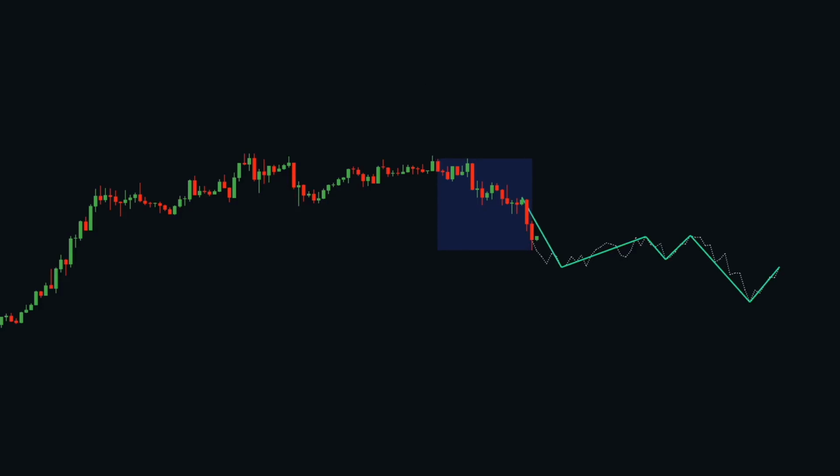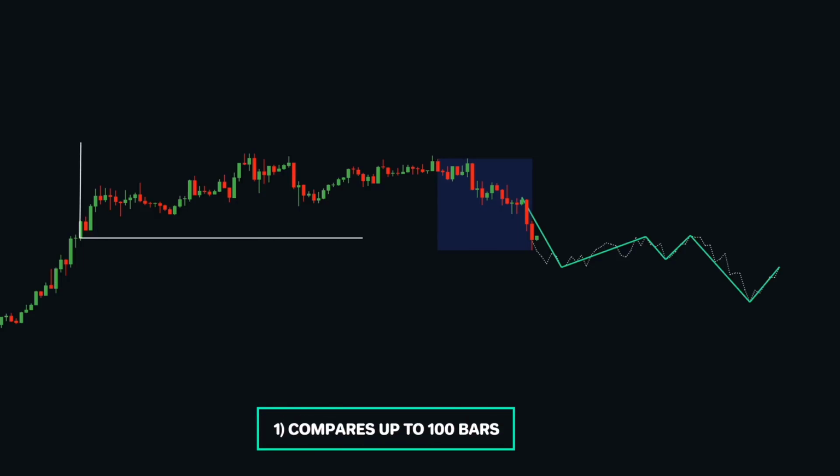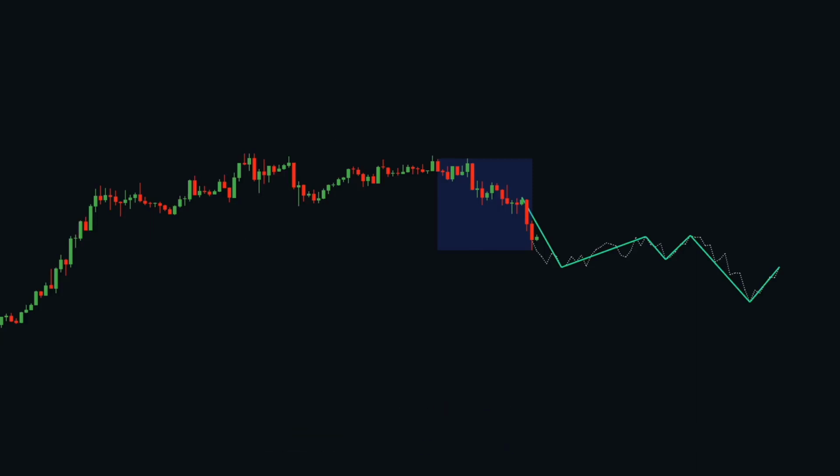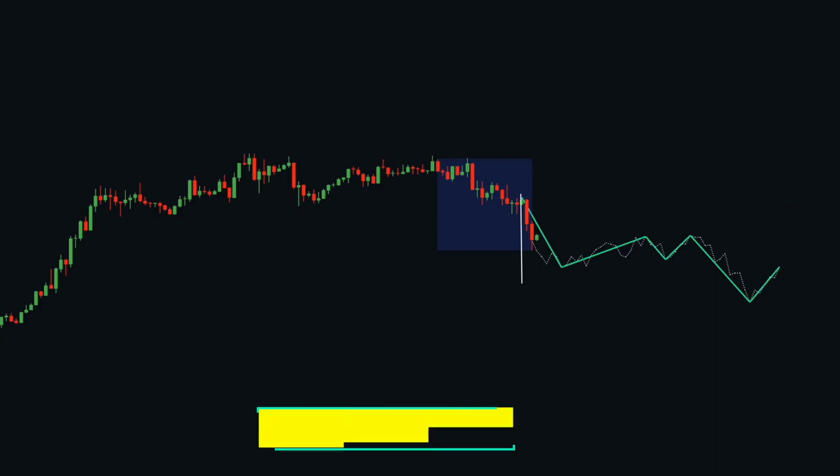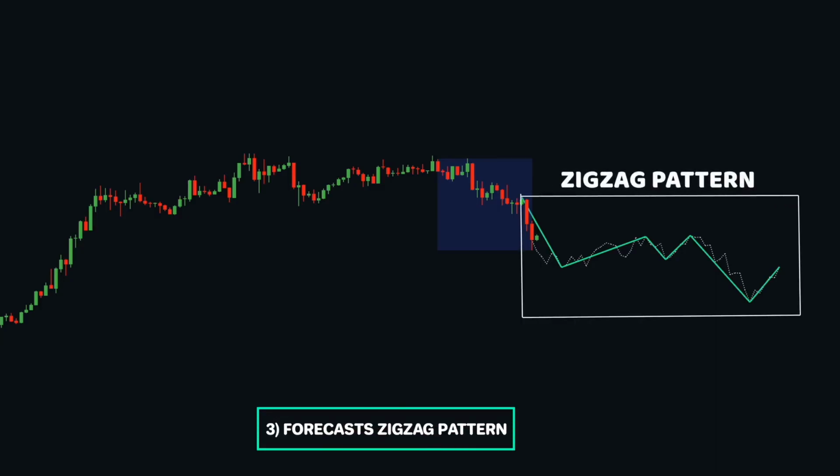Check out these features. First, the next pivot uses multiple similarity measures to compare up to 100 bars of historical price sequences with the current price sequence, allowing you to find the most similar past market behavior. Second, it can forecast the price path for up to 250 bars into the future, giving you insights into potential future price movements.